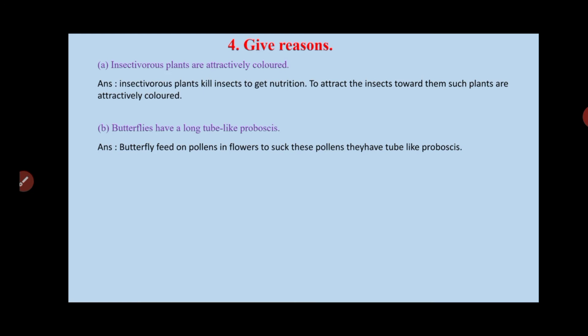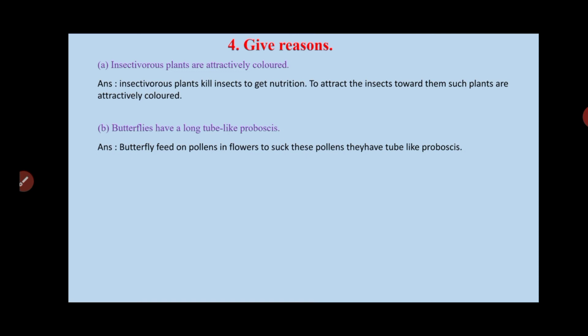Next is the fourth question, give reason. We have to give the reason. First is the insectivorous plants are attractively colored. So why are they attractively colored? Because they depend on the insect for the need of their nutrition. So they have to attract the insect. So to attract the insect, the insectivorous plants are attractively colored.